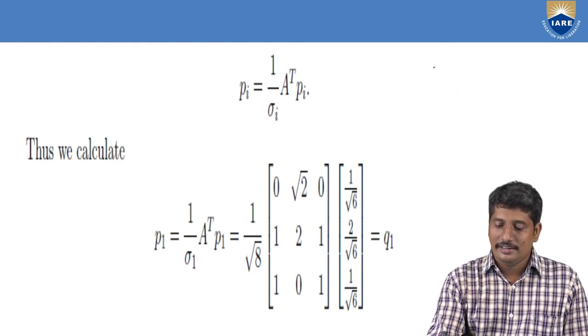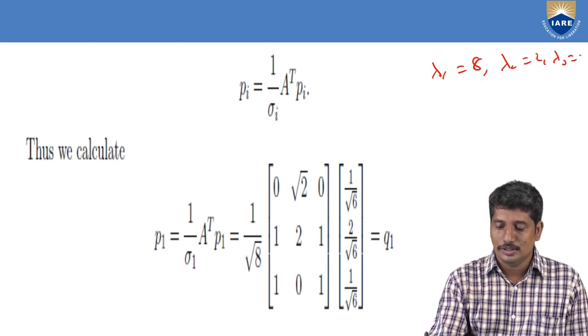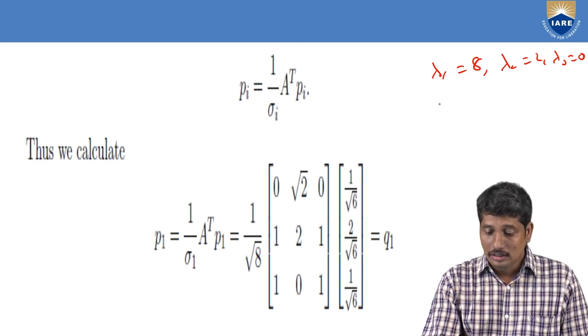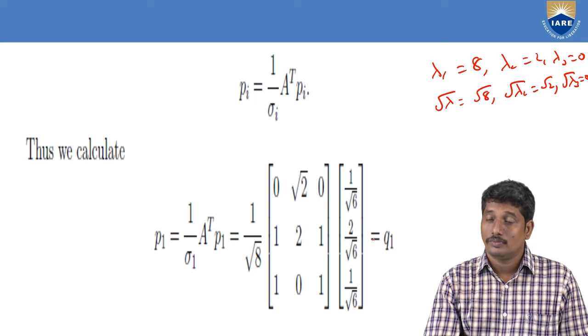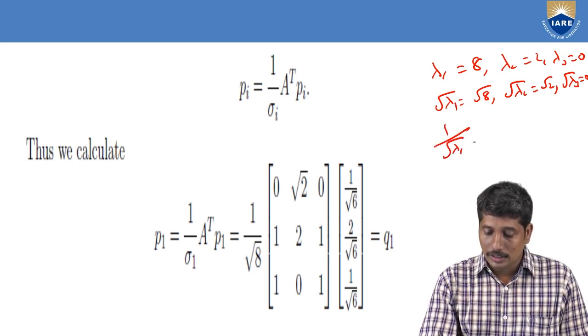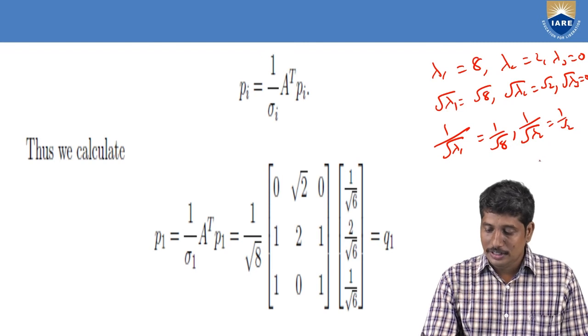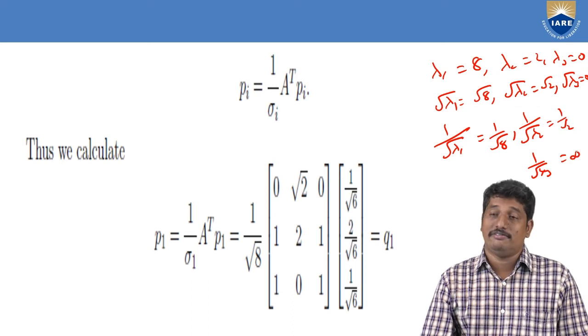See, we have obtained the eigenvalues. Lambda 1 is 8, lambda 2 is 2, lambda 3 is 0. Then root of lambda 1 is root 8, root of lambda 2 is root 2, and root of lambda 3 is 0. The reciprocal, 1 by root lambda 1, is 1 by root 8, 1 by root lambda 2 is 1 by root 2, and 1 by 0 is infinity. So 1 by root lambda 3 is infinity, undefined.